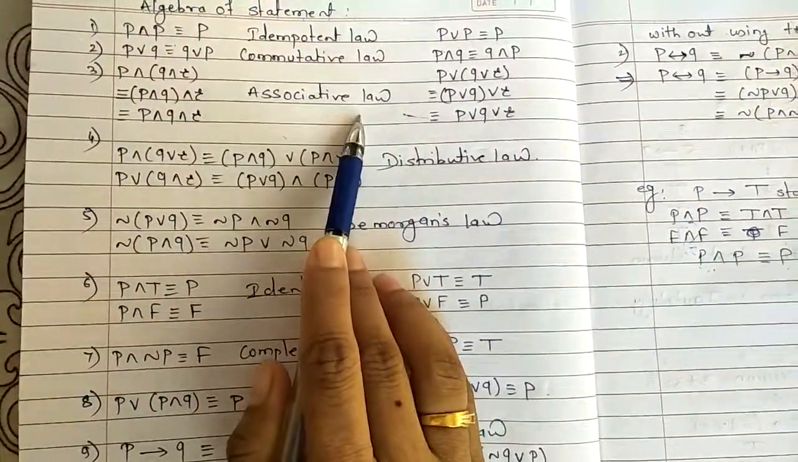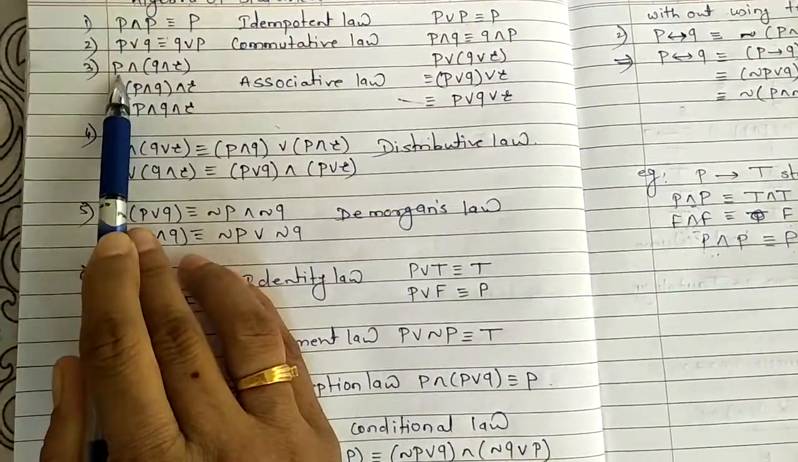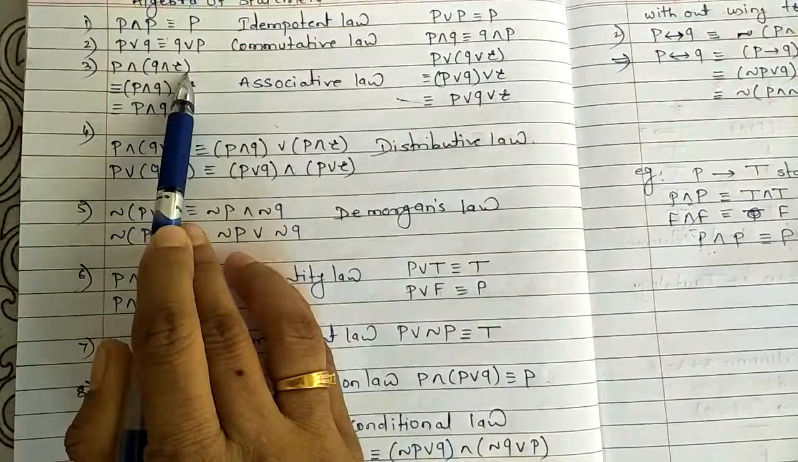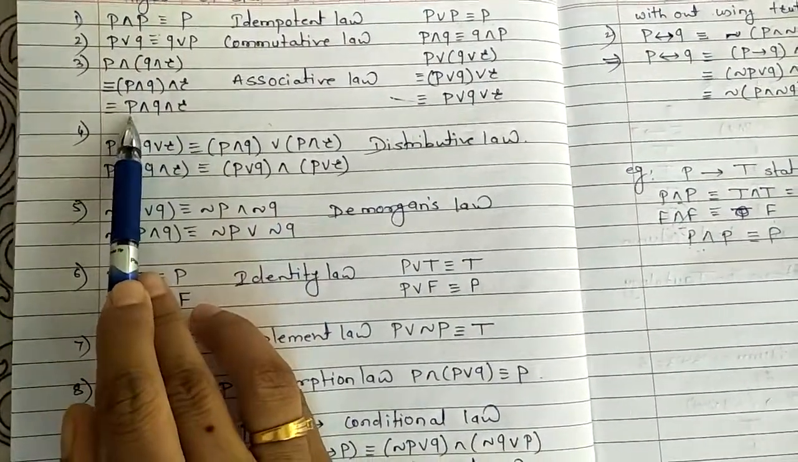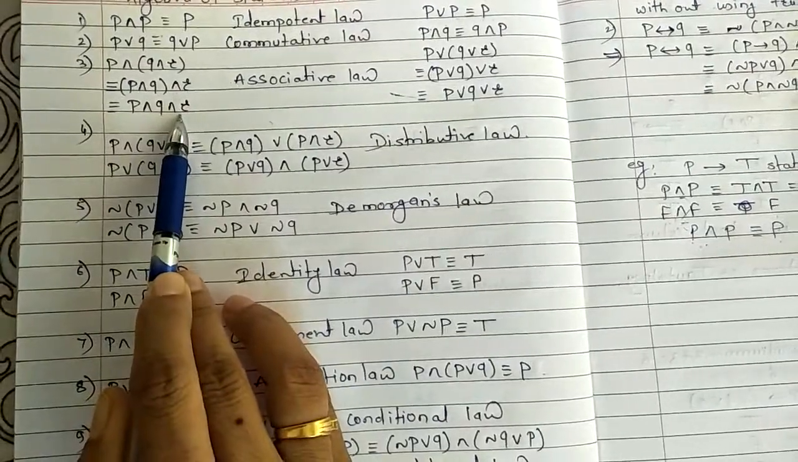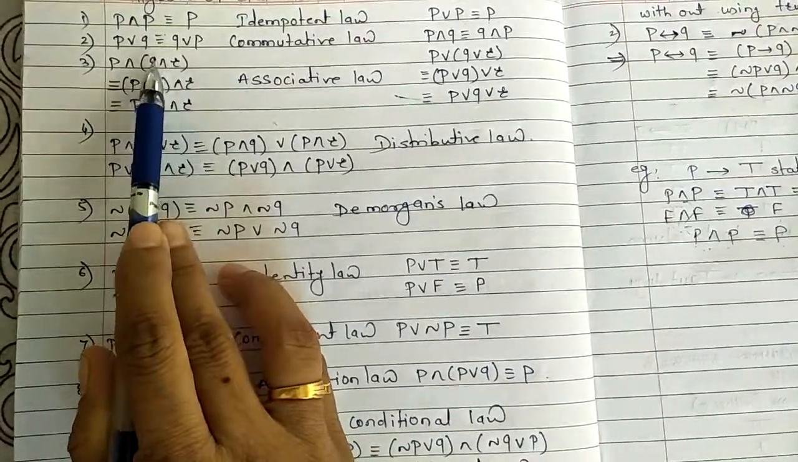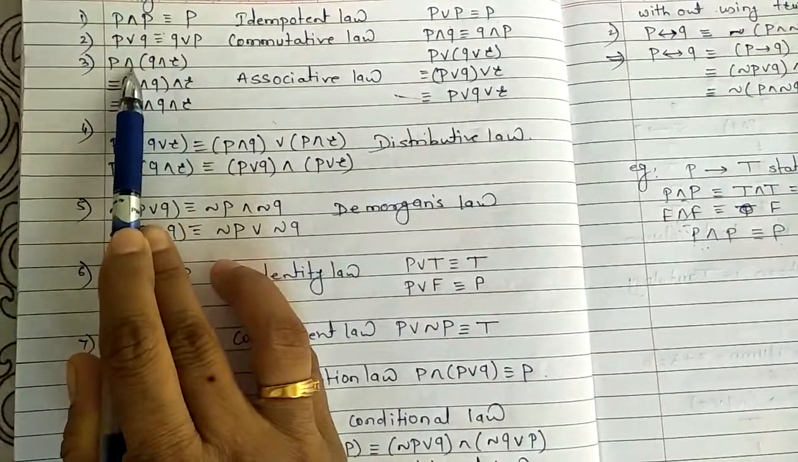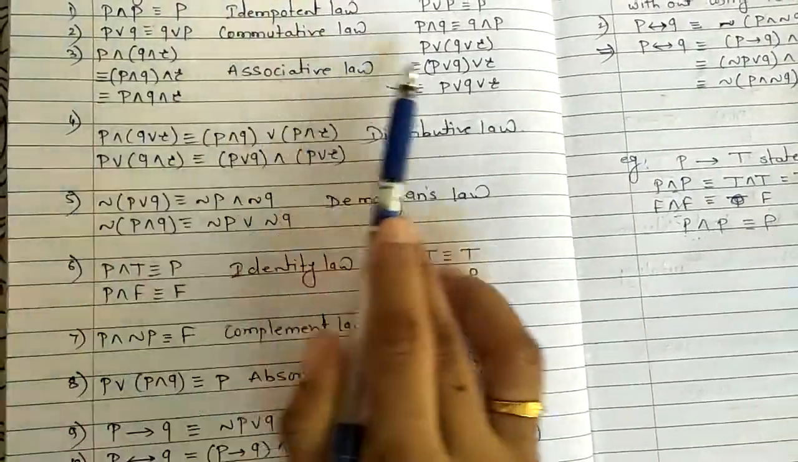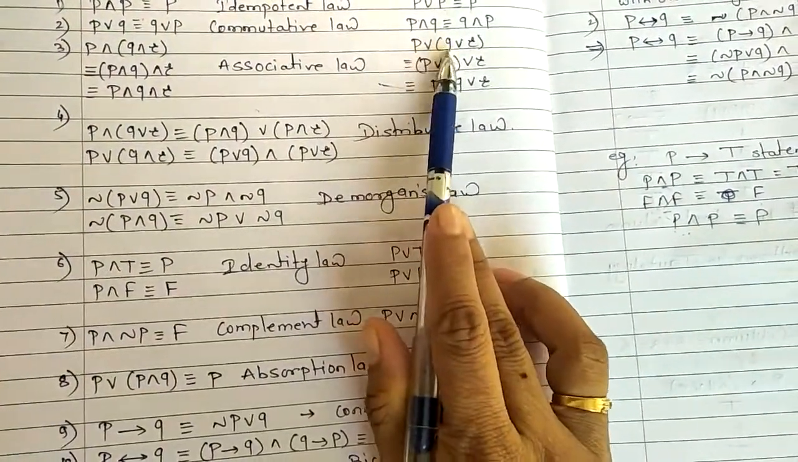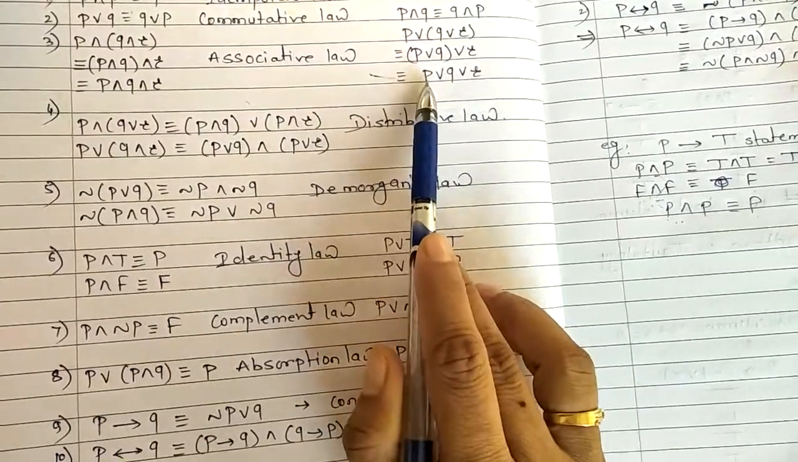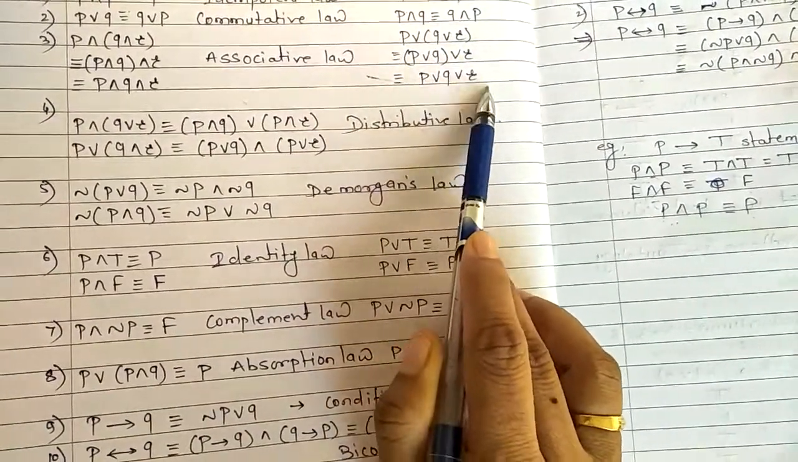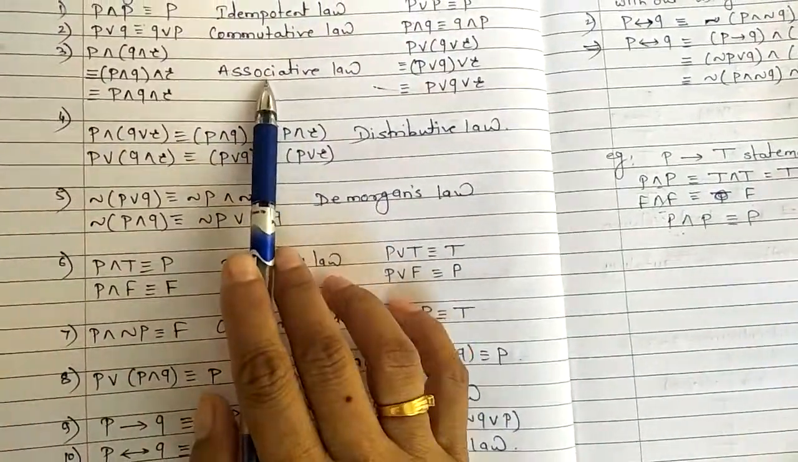Then the associative law. In the associative law, we can say that (P and Q) and R can be written as P and (Q and R), also written as P and Q and R. Both the connectives are the same. Similarly, (P or Q) or R is equivalent to P or (Q or R), which is also equivalent to P or Q or R. It is called the associative law.